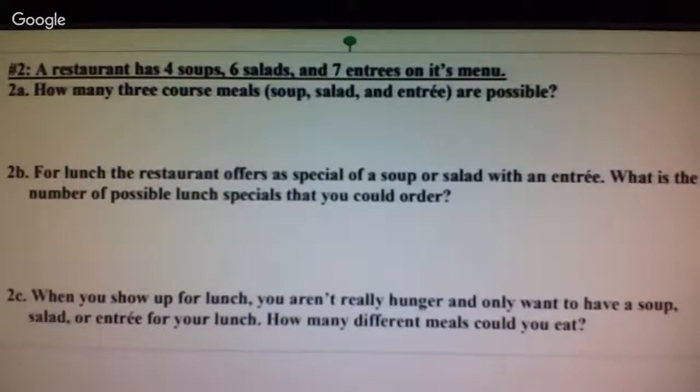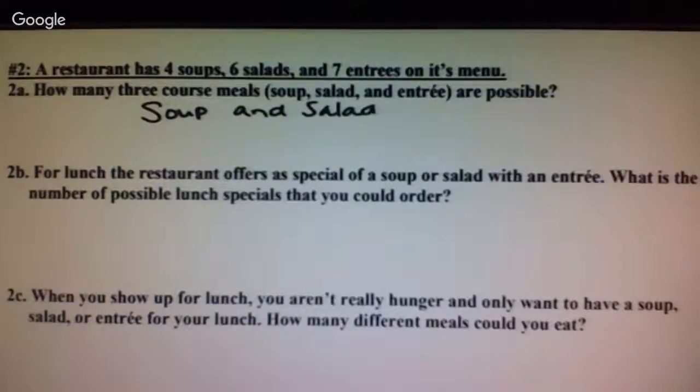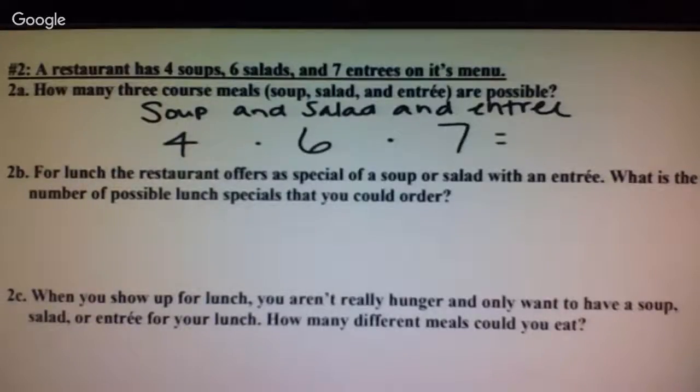Homecoming. Period. Okay. Part A. You're gonna go into a restaurant and you want one of each. I want soup, salad, and an entree. So mathematically, this looks like 4 times 6 times 7. I do believe that comes out to be 168. Yes, it is 168 meals.